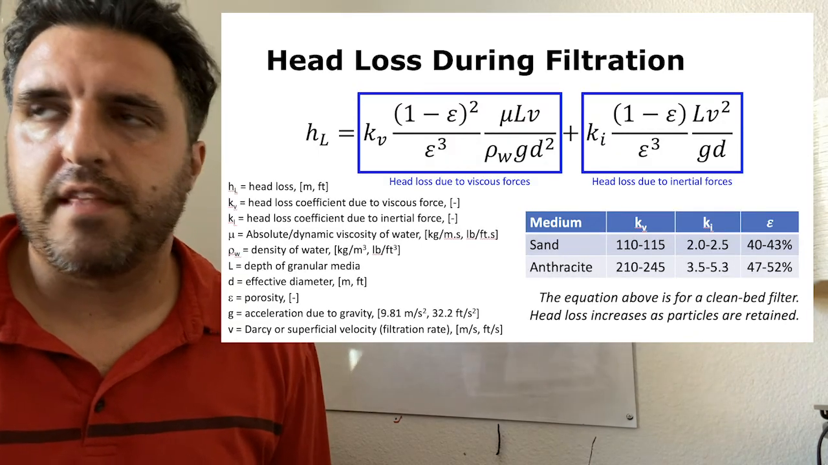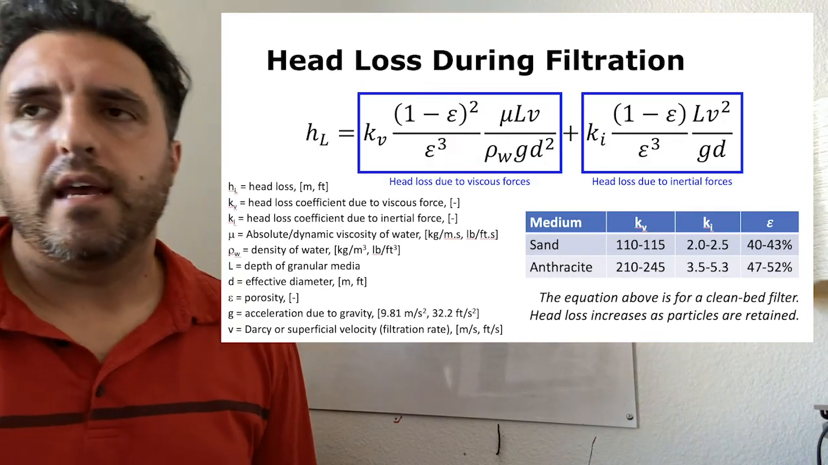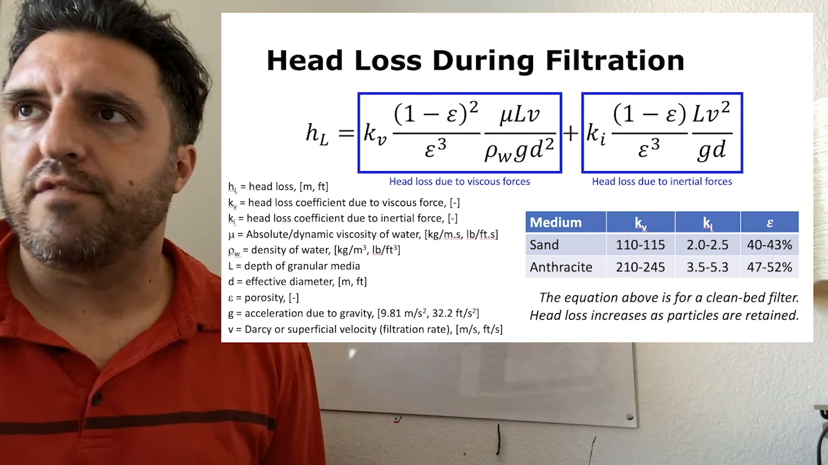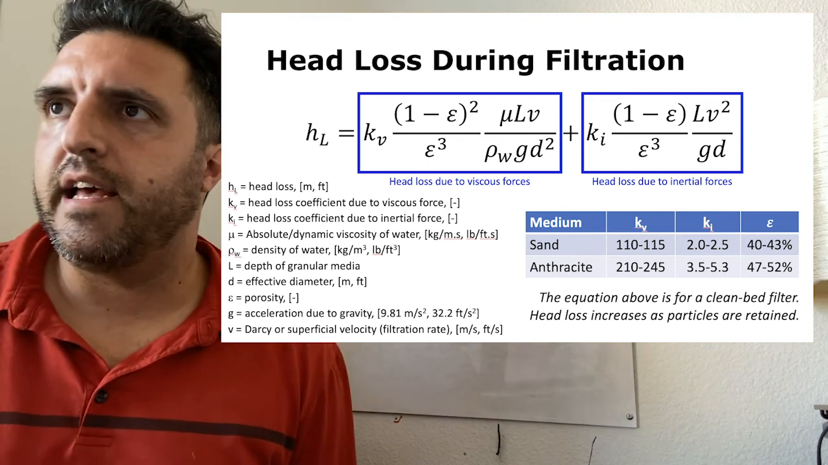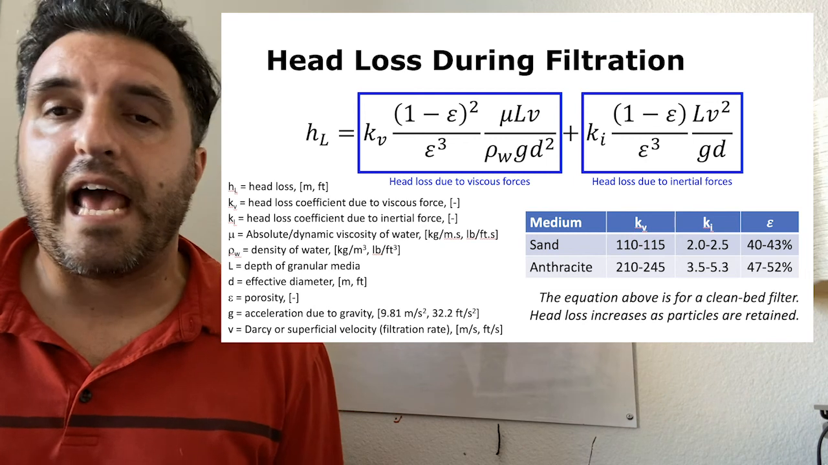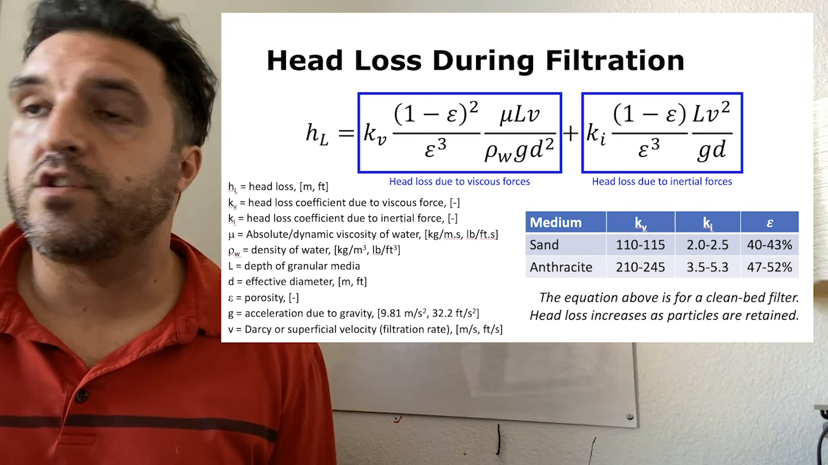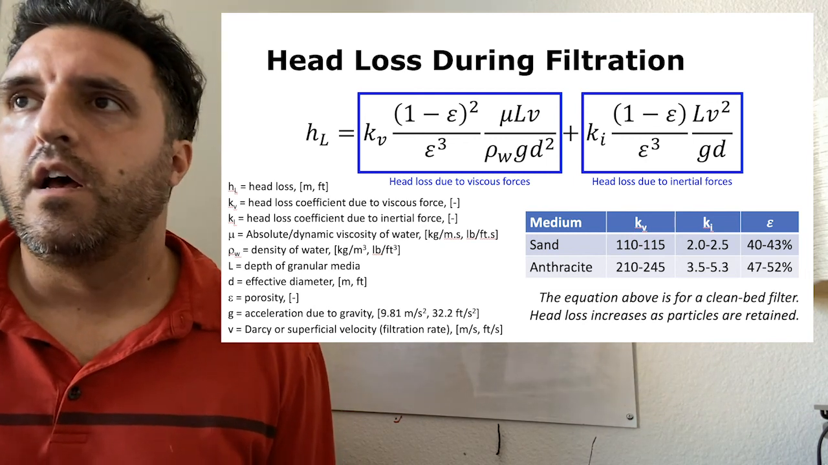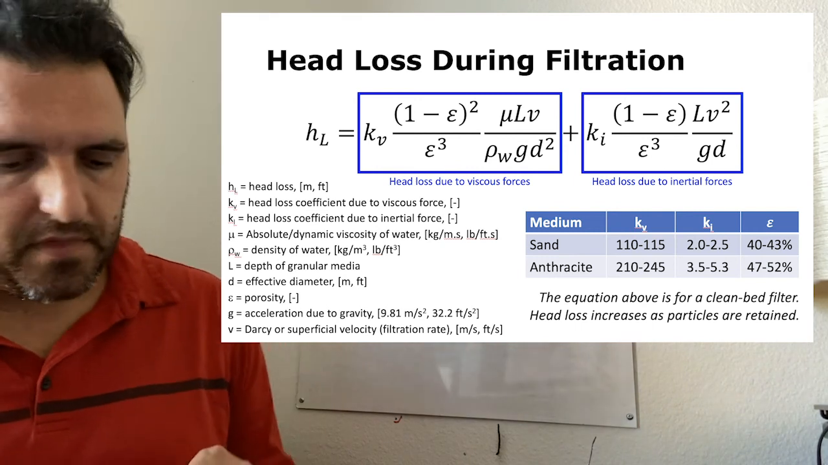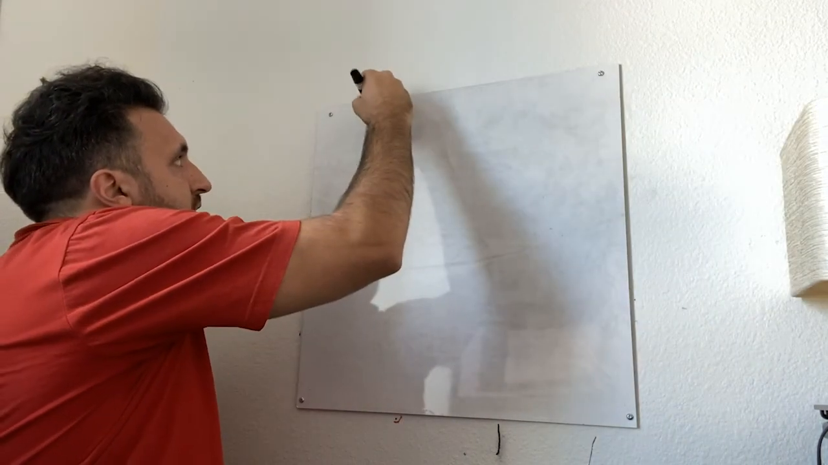Alright, so for this example problem, simple implementation of that head loss equation, and we're going to do the calculation separately for each layer. So we've got the anthracite layer, we've got the sand layer, and then we're going to add up those two head loss values to get the total head loss over the filter. I'll do a demonstration for the anthracite layer.